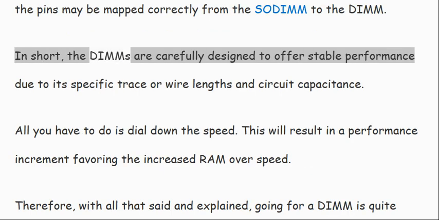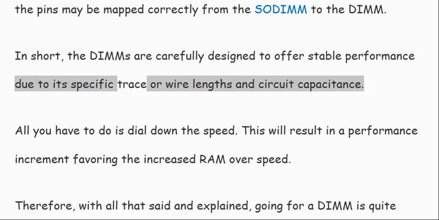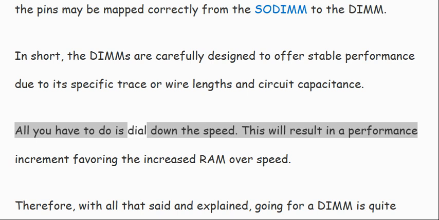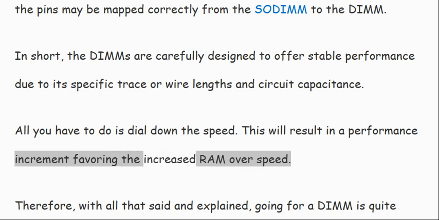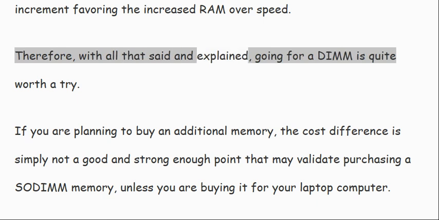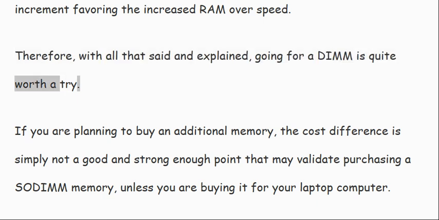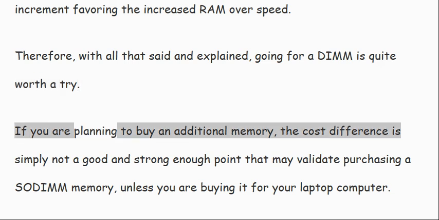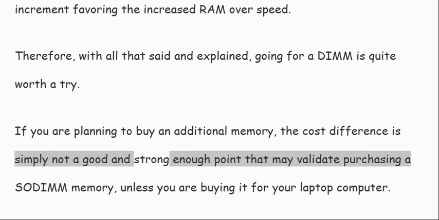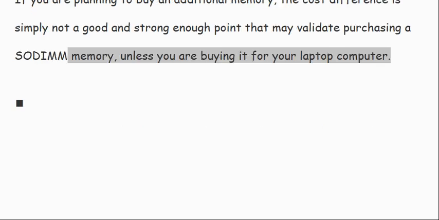In short, the DIMMs are carefully designed to offer stable performance due to their specific trace or wire lengths and circuit capacitance. All you have to do is dial down the speed. This will result in a performance increment favoring the increased RAM over speed. Therefore, with all that said and explained, going for a DIMM is quite worth a try. If you are planning to buy additional memory, the cost difference is simply not a good and strong enough point that may validate purchasing a SODIMM memory, unless you are buying it for your laptop computer.